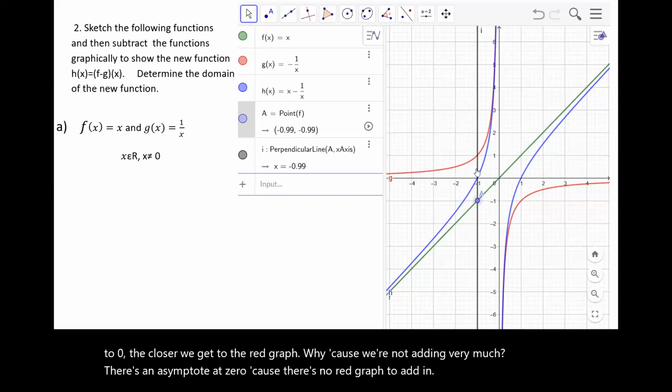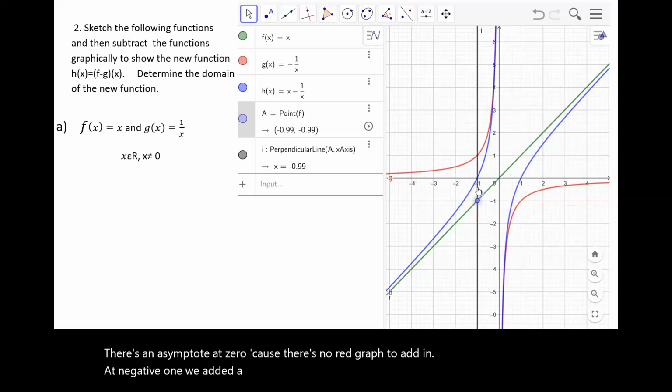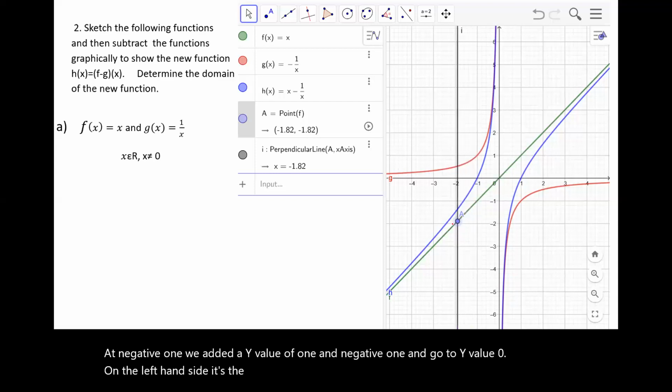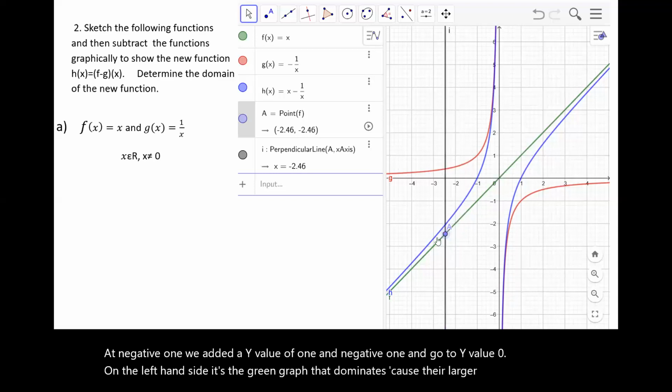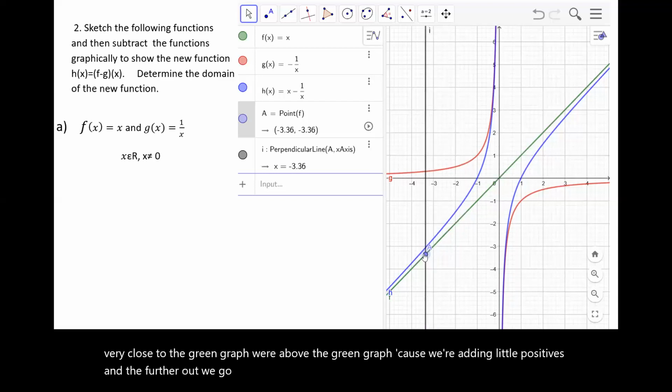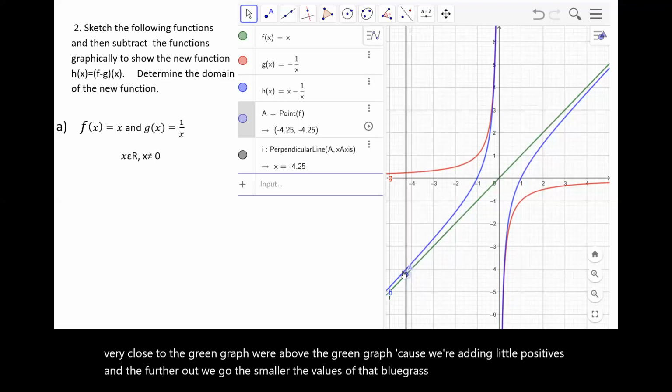At -1, we added a y value of 1 and -1 and got a y value of 0. On the left-hand side, it's the green graph that dominates because they're larger in size. So we stay very close to the green graph. We're above the green graph because we're adding little positives. And the further out we go, the smaller the value. So that blue graph gets closer and closer to the green line.